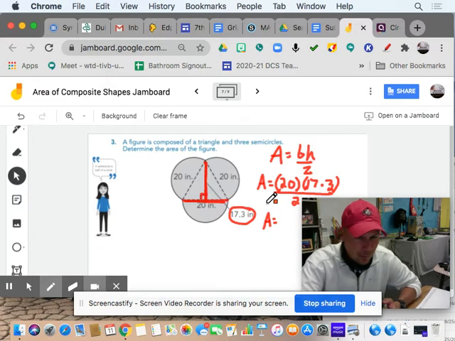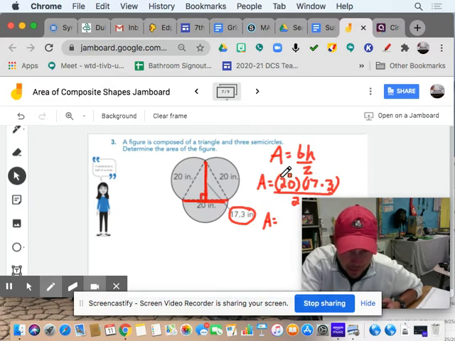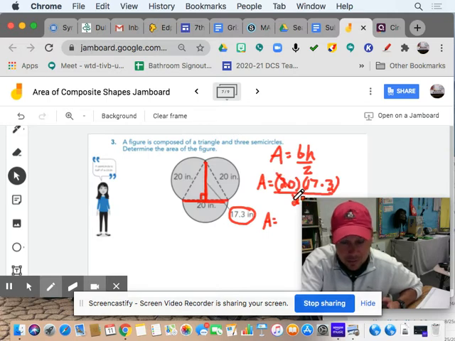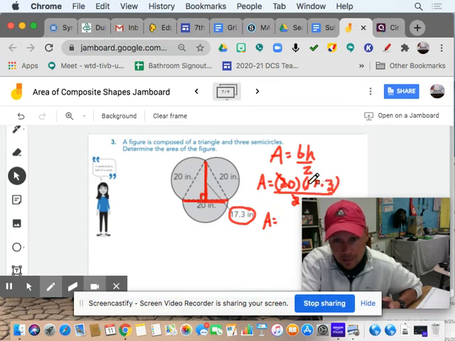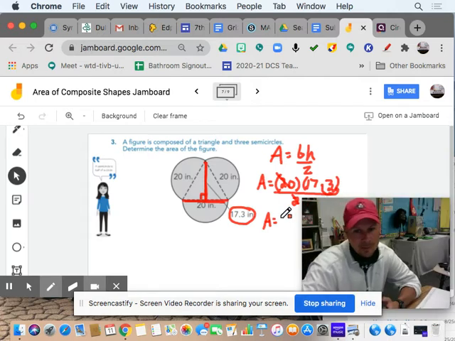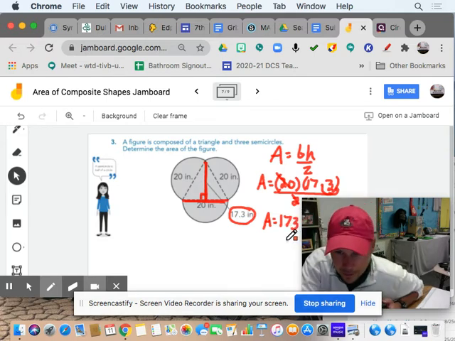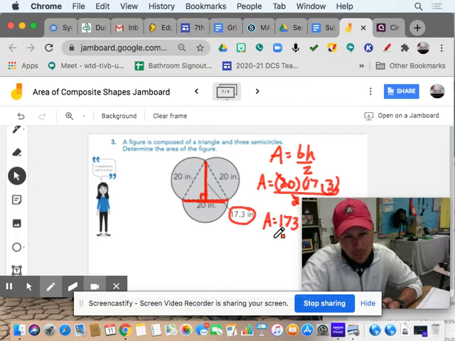But what I'm going to do is mental math. Watch this, Mr. Simmons is going to try to impress you here. I'm going to look at this 20 over 2. 20 divided by 2 is 10. And then I'm going to take that 10 and multiply it by 17.3. And for that 17.3, I'm just going to move my decimal one spot to the right. Anytime I multiply by 10, that's all I need to do. So my answer is done in my head, not in a calculator. But I can guarantee if you did it in a calculator, you got the same answer. So 173 inches squared.